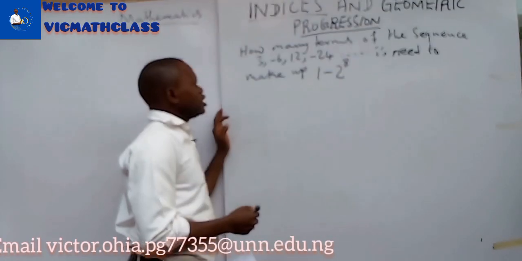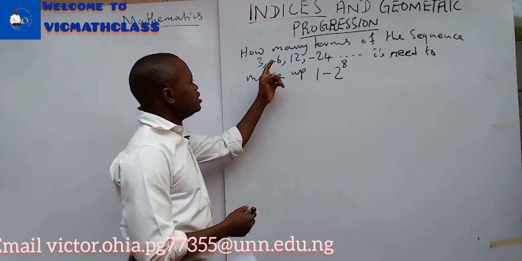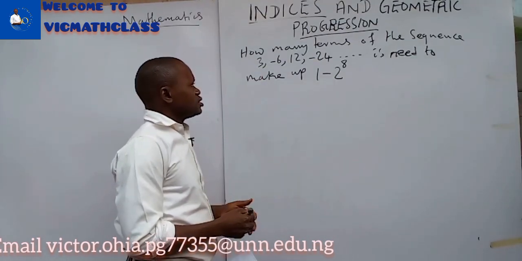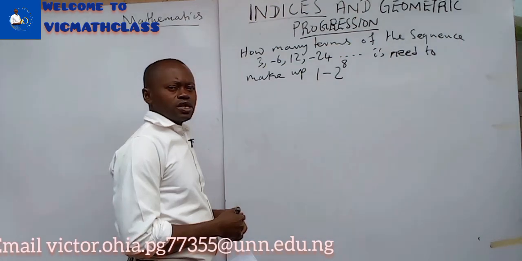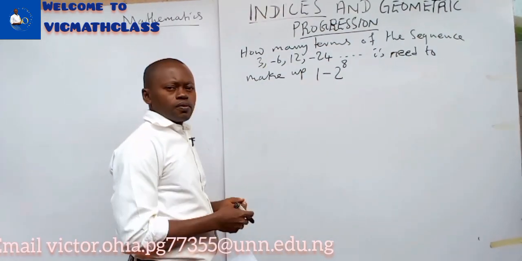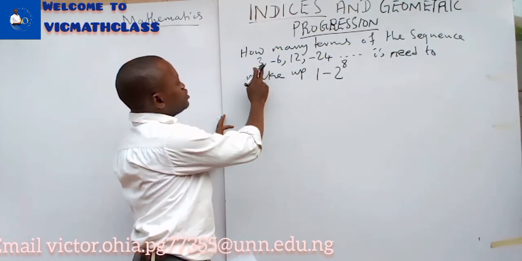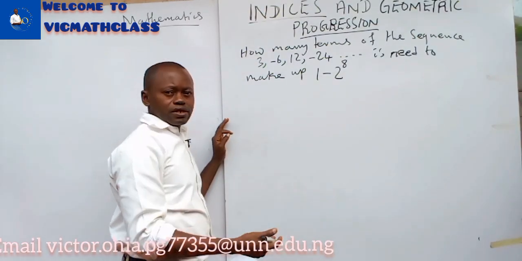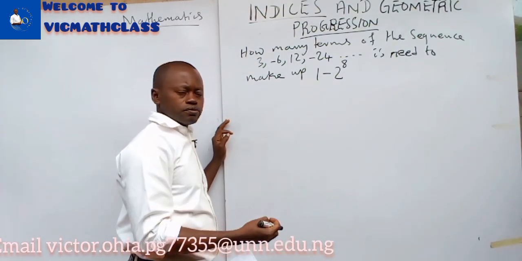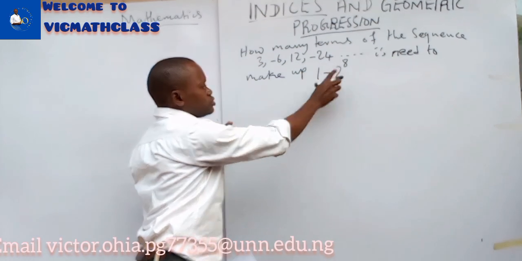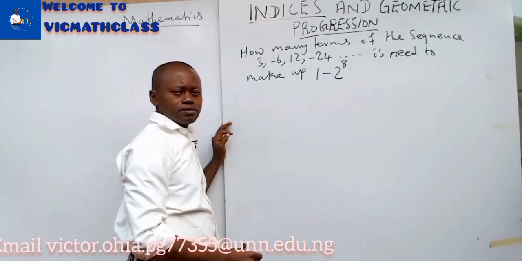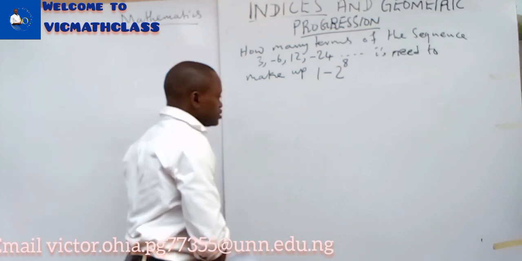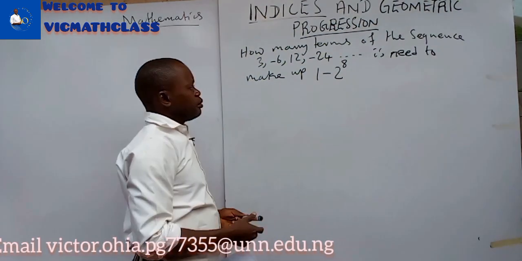How can one be able to handle this problem that says how many terms of the sequence 3, minus 6, 12, minus 24? We have the first 1, 2, 3, 4. How many do we need extra, so that when we take the sum, it will give us 1 minus 2 raised to power 8? How many terms do we need to achieve that? How do we go about this?